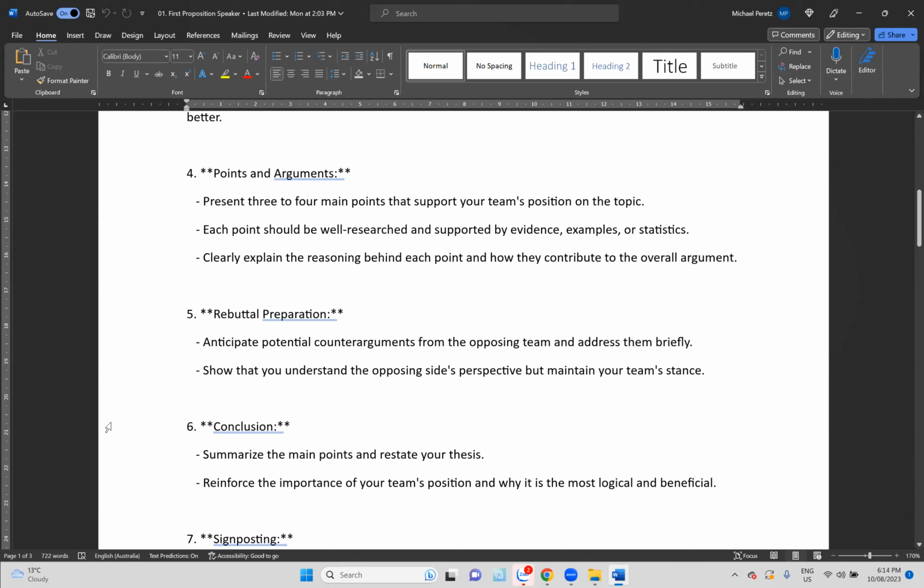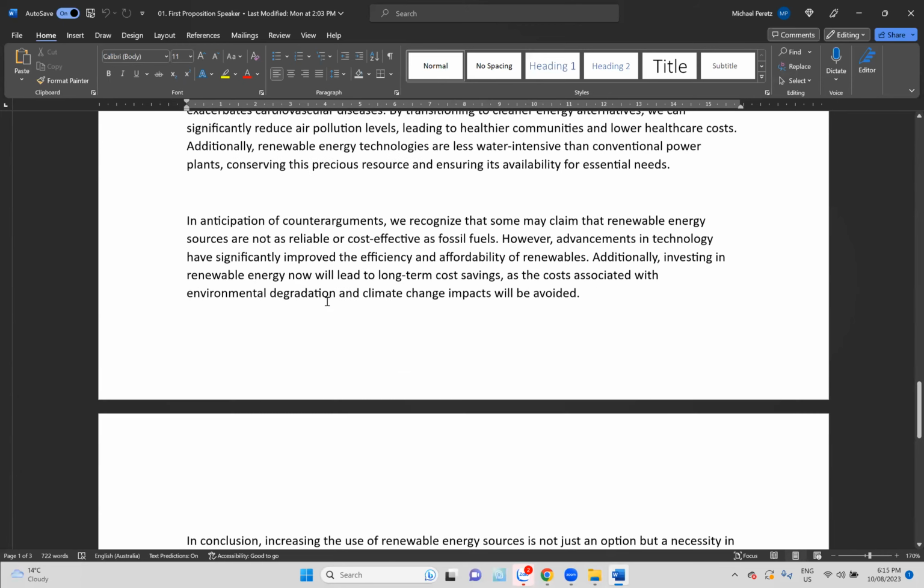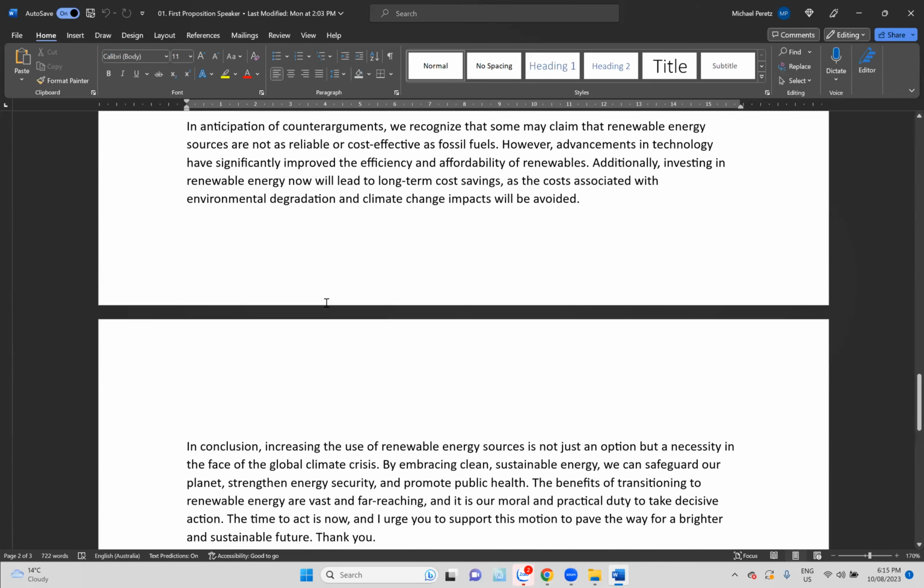And then finally, we go on with the conclusion, where we summarize the main points and we restate our point of view. And then we also want to just reinforce the importance of our team's position and why it's going to be the best outcome. So let's have a look at that, the rebuttal preparation and the conclusion.